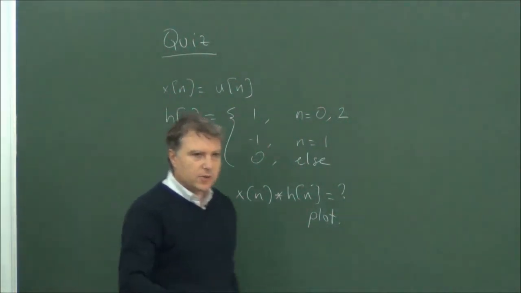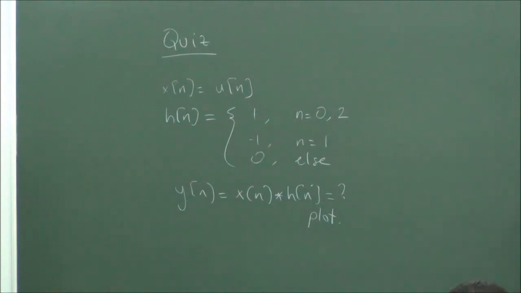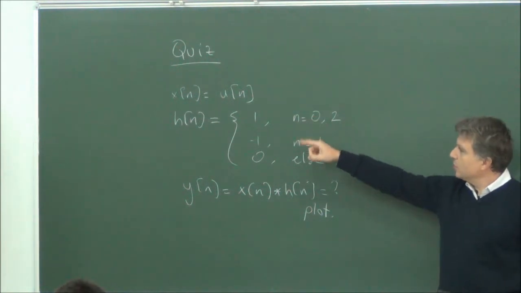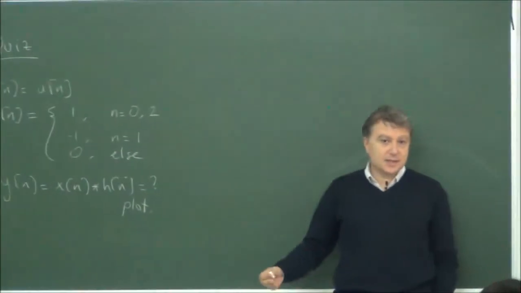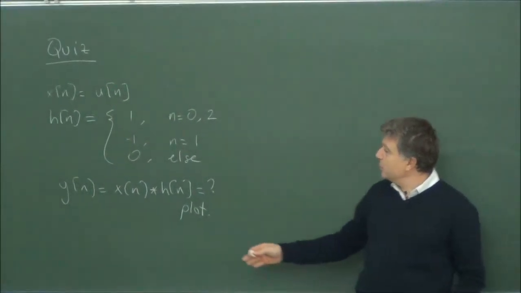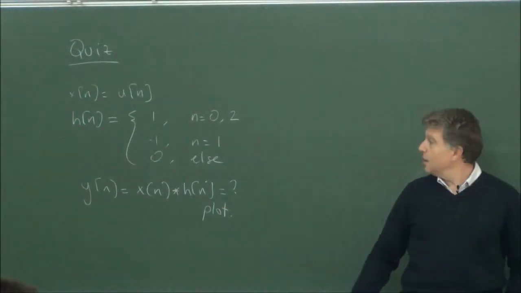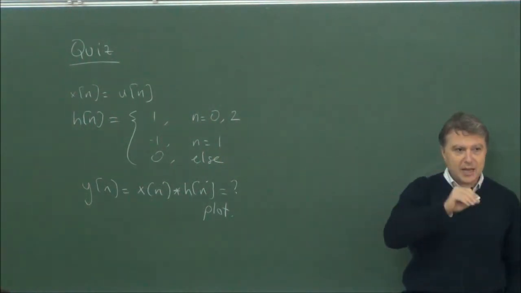Okay, this is your quiz question. I want you to do it in about 3 minutes or something. I'm giving you 2 signals. One of them is the input, and the other one is the impulse response, h of n. This is a linear and time-invariant system you may think of. And I want you to find the output, which is the convolution of x and h. Be careful about h. You may start by plotting h accurately first.